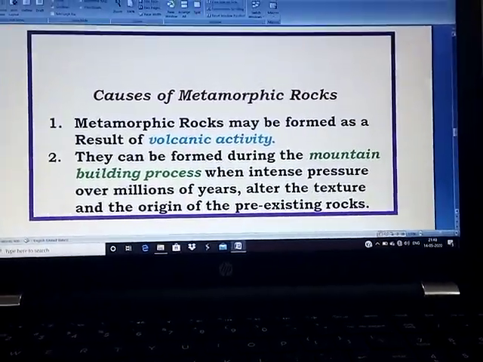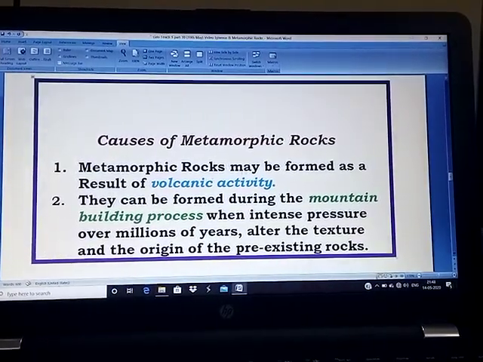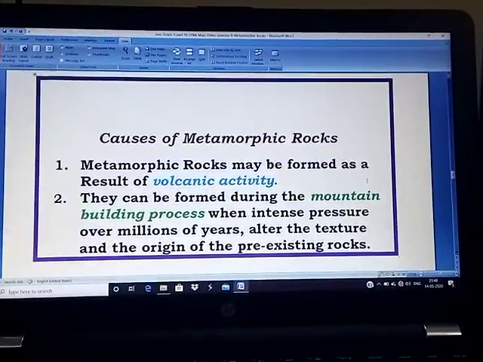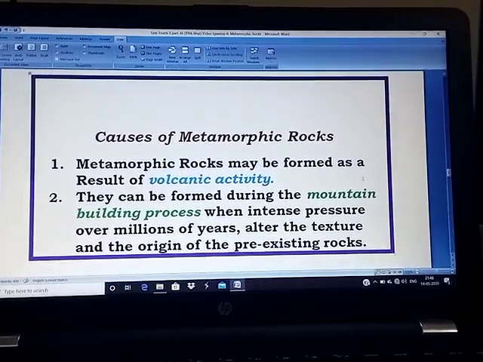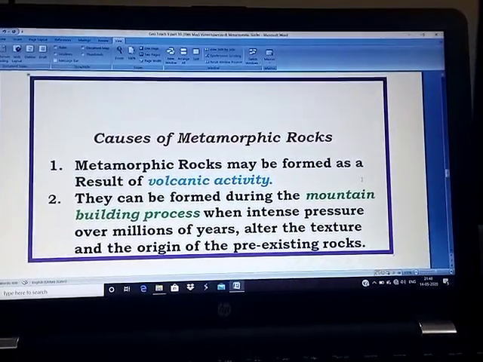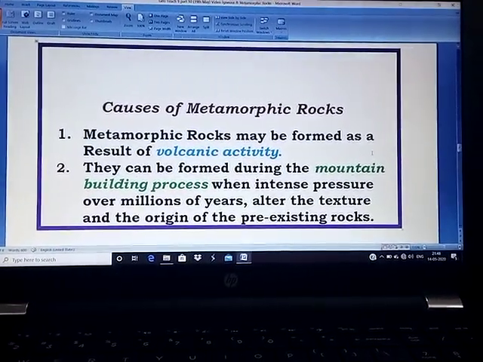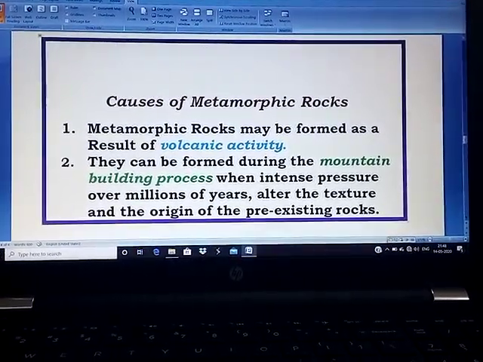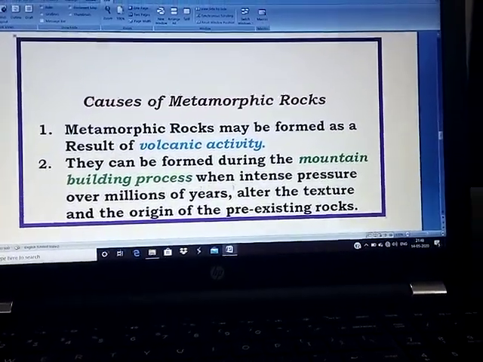And that's why we should know what are the causes of the metamorphic rocks. First of all, metamorphic rocks may be formed as a result of volcanic activity. Just now we have said in the formation of igneous rocks, metamorphic rocks also can be formed in the volcanic activity. Due to volcanic activity, extreme amount of heat and pressure is created. Another reason is a mountain building process. So volcanic activity and mountain building process.